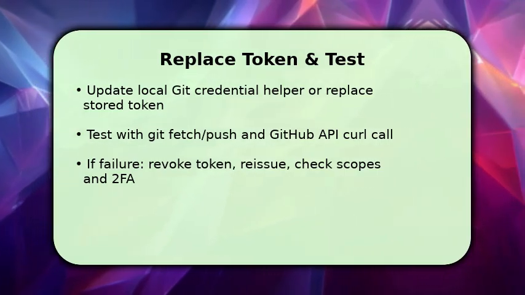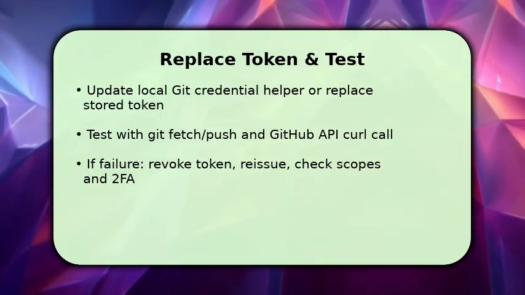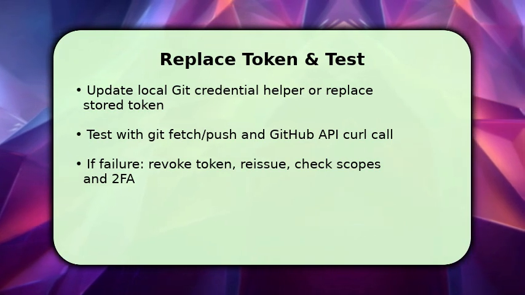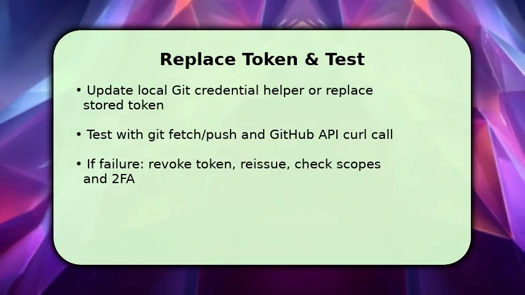Token your token https://api.github.com/user to verify. If things go wrong, revoke the token immediately, recreate it with correct scopes, and confirm two-factor and account access. That fixes most.